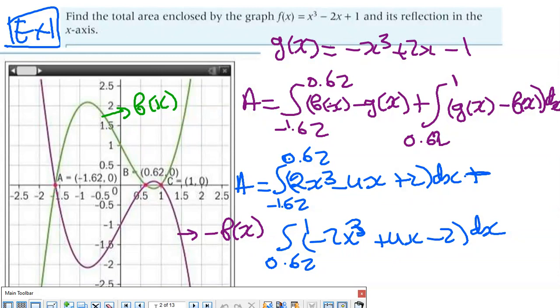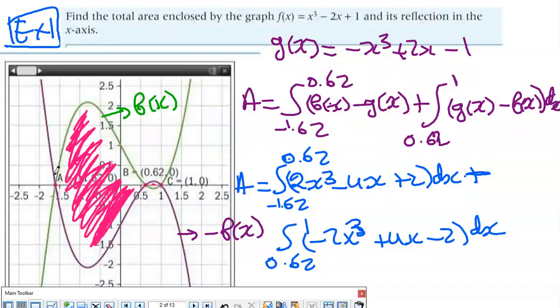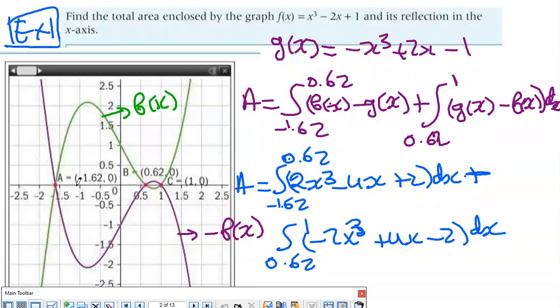When I draw its reflection, I can see that I have two parts where I can calculate the area. I have this one and I have the small one here. First of all, the area of this part is between the x of A and the x of this point here. So it's the integral between minus 1.62 and 0.62 of the upper, which is f of x minus g of x, plus the area of g of x minus f of x between 0.62 and 1.